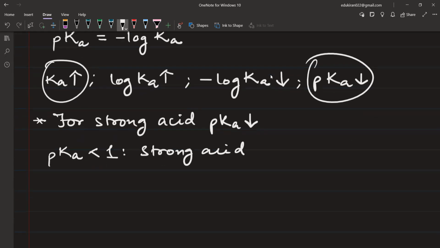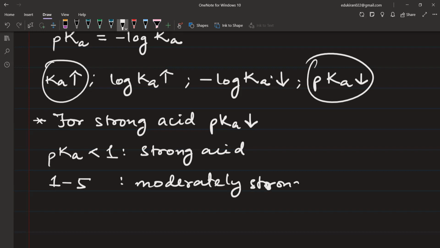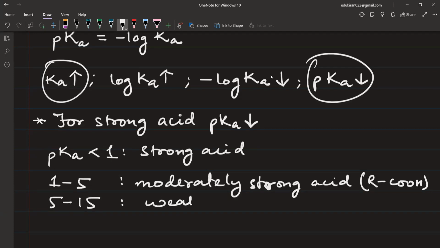If the value of pKa is between 1 to 5, then it is going to be moderately strong acid. And our carboxylic acid is in this range. And if you have the pKa between 5 to 15, then this is going to be weak acid. If you have pKa that is more than 15, it is going to be extremely weak acid.